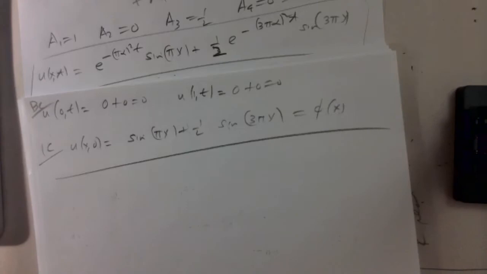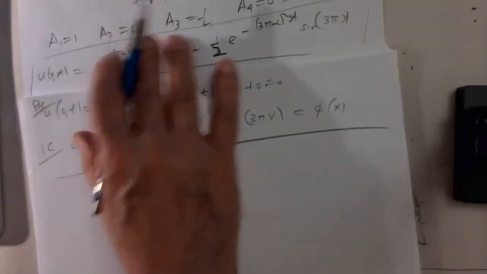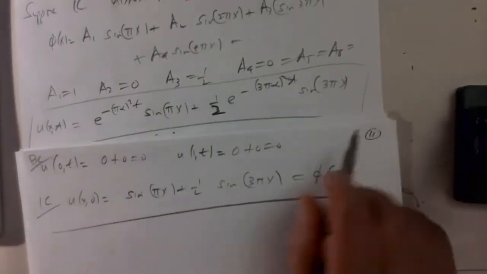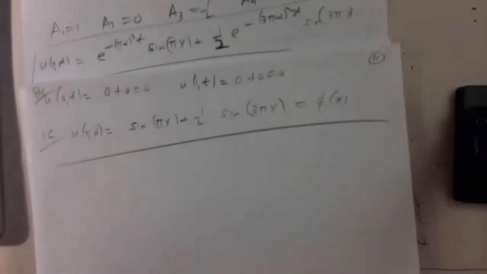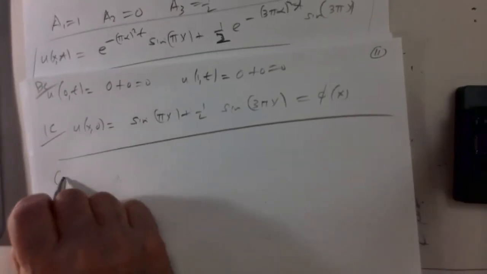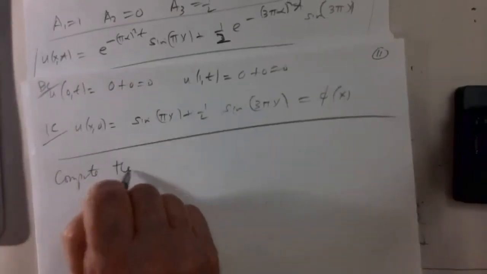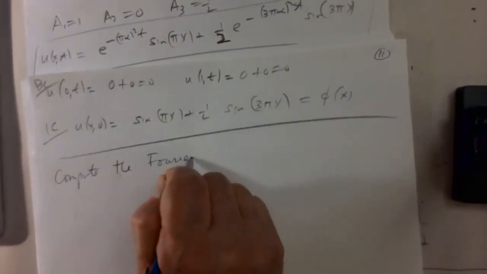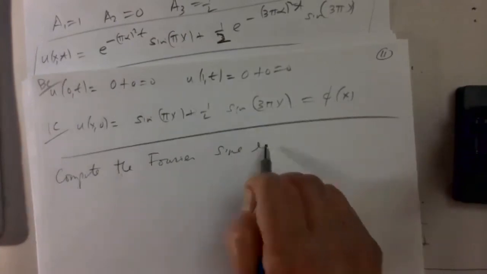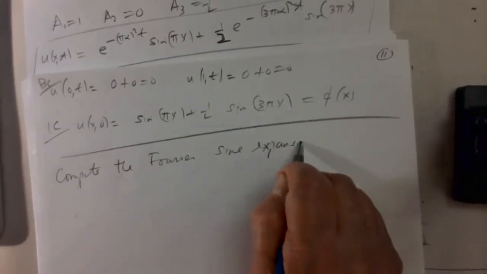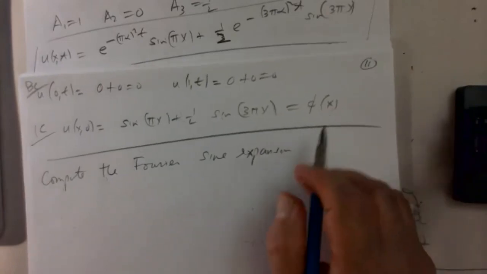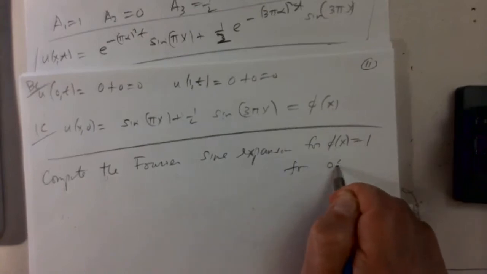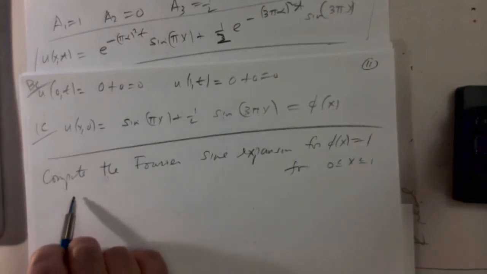Okay. So any questions about this? Let's do a practice problem. Let's compute the Fourier sine expansion for the function phi of x equal 1 for x between 0 and 1.